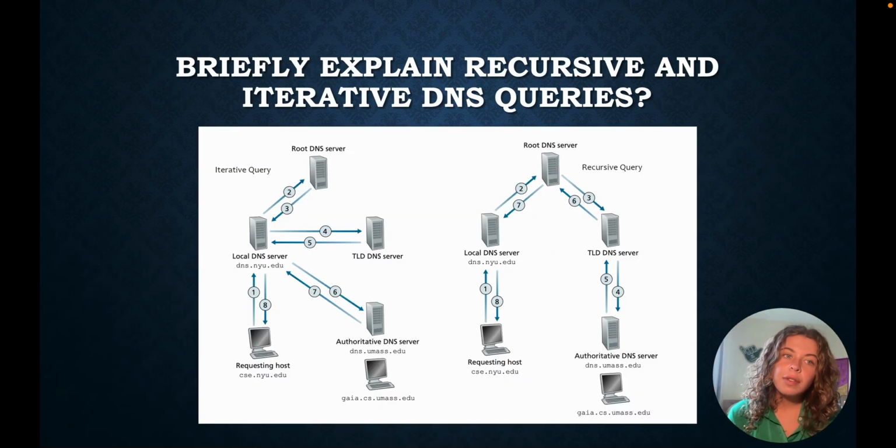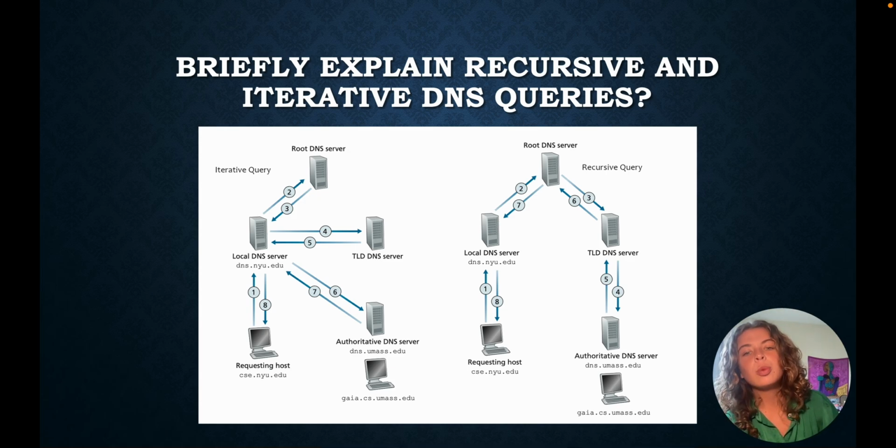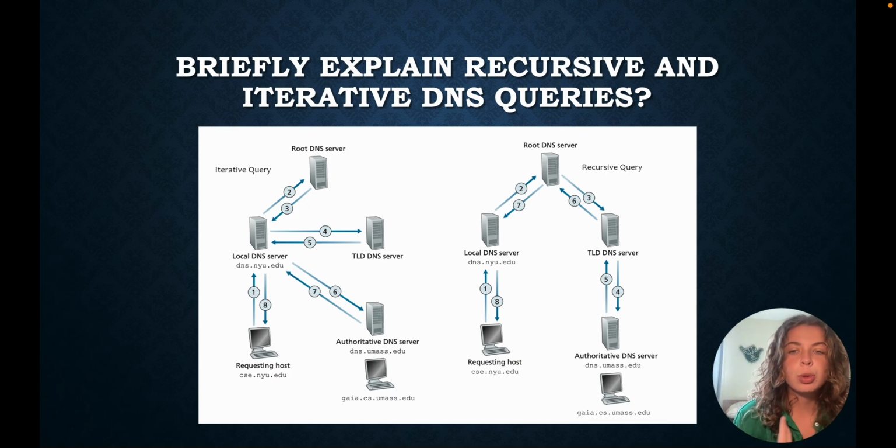Briefly explain recursive and iterative DNS queries. So a recursive DNS query occurs when a DNS client, like your web browser, asks a DNS resolver to fully resolve a domain name. The resolver is responsible for contacting the other DNS servers if necessary until it finds the IP address or an error response like domain not found. The DNS resolver will perform all the steps required to find the correct answer and return it to the client, whether directly or by following multiple DNS servers.